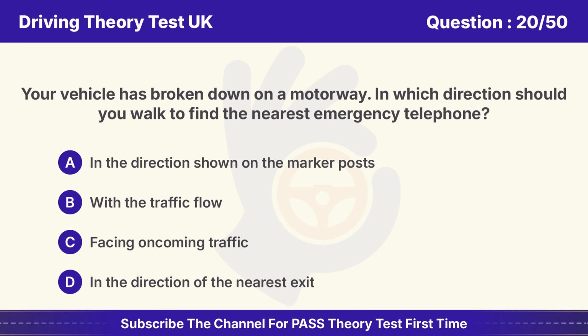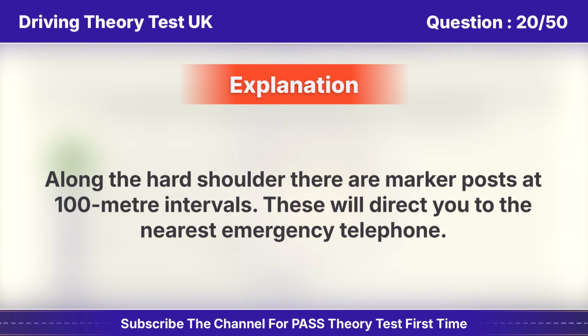Question 20. Your vehicle has broken down on a motorway. In which direction should you walk to find the nearest emergency telephone? Answer is A. In the direction shown on the marker posts. Along the hard shoulder there are marker posts at 100-meter intervals. These will direct you to the nearest emergency telephone.